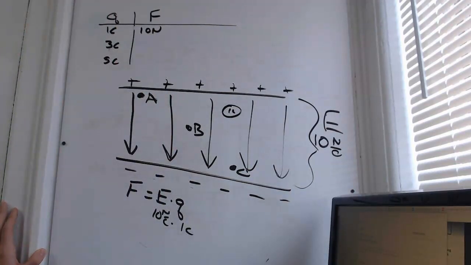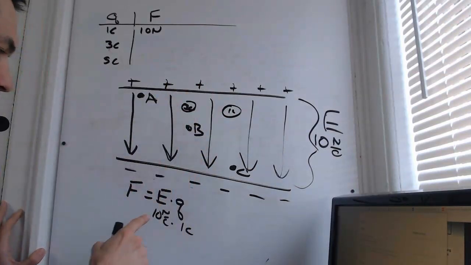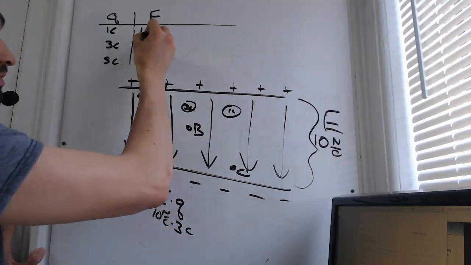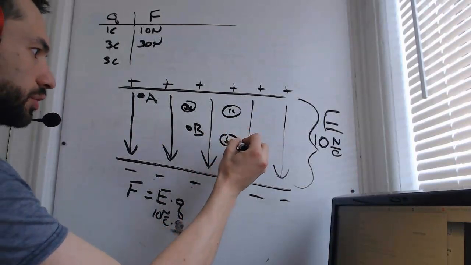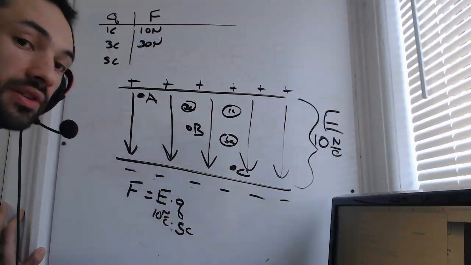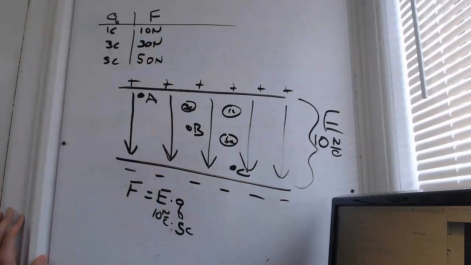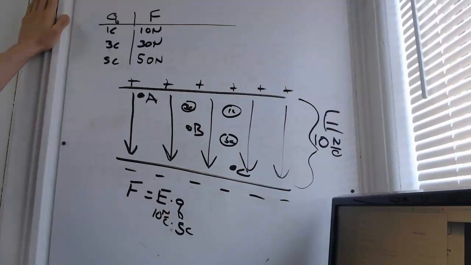Okay, well, what if I put the 3 coulomb charge in here? This changes to 3 coulombs, and what do you know? I get 30 newtons. And if I finally look at a 5 coulomb charge, and remember, it doesn't matter where these charges are, the strength of the field is the same everywhere, I get 50 newtons. What do you know? If I divide them all, I find the same field strength everywhere.